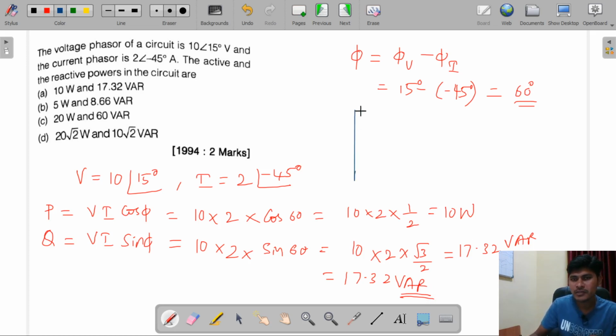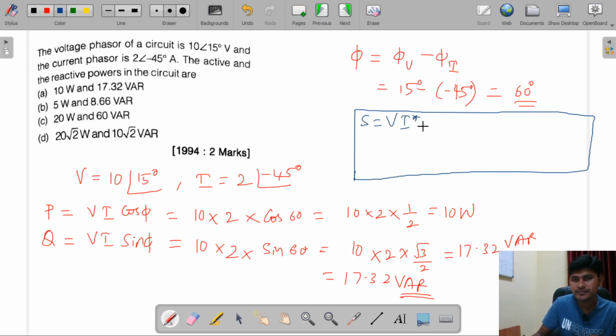Another way of solving this problem is, you know complex power. S is equal to V I conjugate. V is 10 at an angle 15 degrees. I conjugate will be 2 at an angle 45 degrees, as minus of minus 45 gives 45. Then you are going to get 20 at an angle 60 degrees. You convert this into complex form, then you are going to get P plus jQ. Real part will be active power, imaginary part will be reactive power.